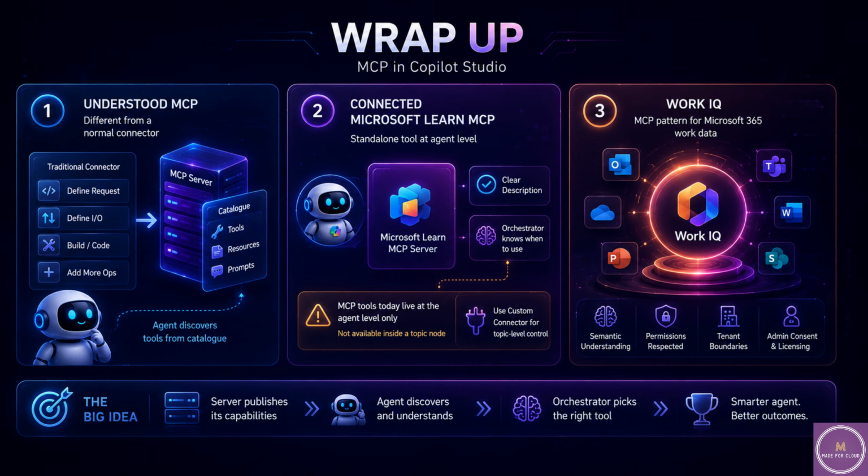And then we looked at WorkIQ, which shows how Microsoft is taking the same MCP pattern into Microsoft 365 work data. Same idea, same protocol pattern, but a much richer enterprise data source with licensing, permission, and admin consent requirements. In the next video, we are going to improve the registration confirmation using the adaptive card, so the final message looks much better and more professional.